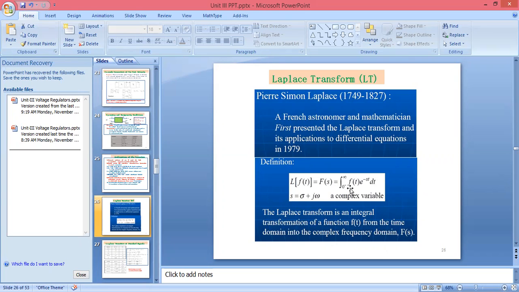So if you see, s is nothing but the independent variable, which is the complex frequency. And here we are using differentiation and integration because we are transforming the values that are in the time domain. We are converting those values from the time domain into the frequency domain. So we can take s as the complex variable. We can take sigma plus j omega. This is the value as a frequency variable.